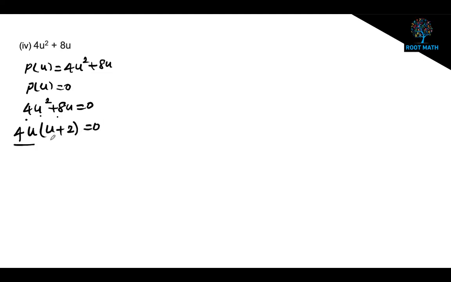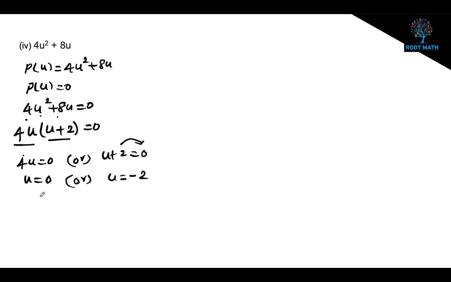Here 4u is one factor and u plus 2 is the other factor. Take 4u equal to 0 or u plus 2 equal to 0. 4 cannot be equal to 0. Definitely u is 0, because 4 multiplied with u, how will it get 0 as the answer? 4 is a number. It never becomes 0. So u takes the value 0 or u is equal to negative 2. Our alpha value is 0 and beta value is negative 2.